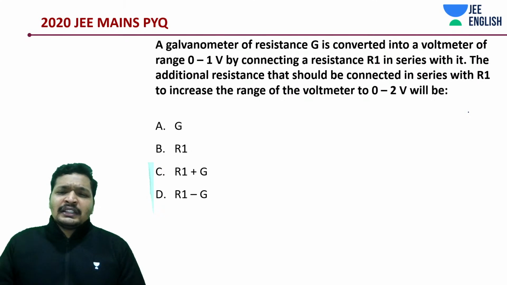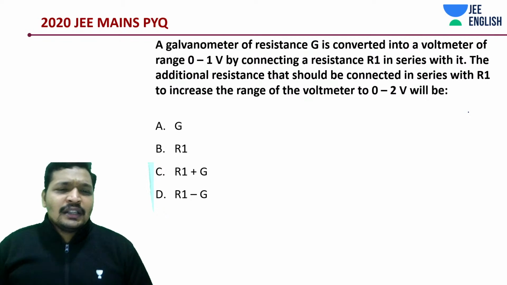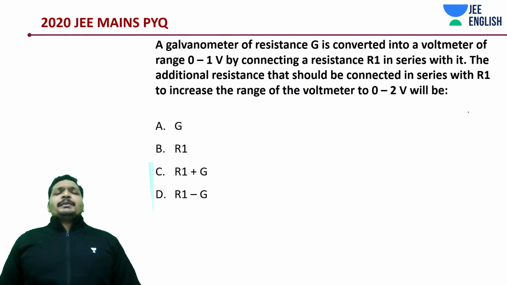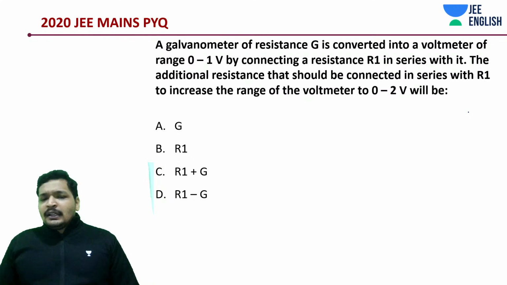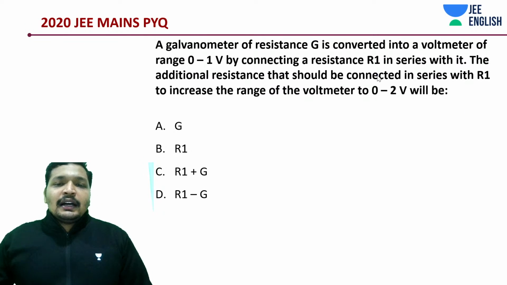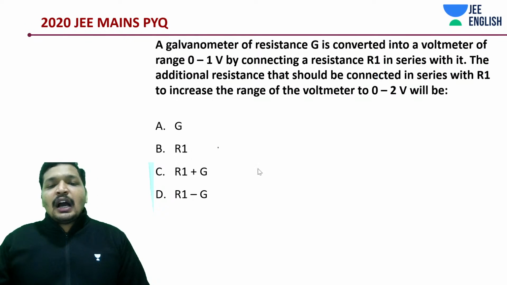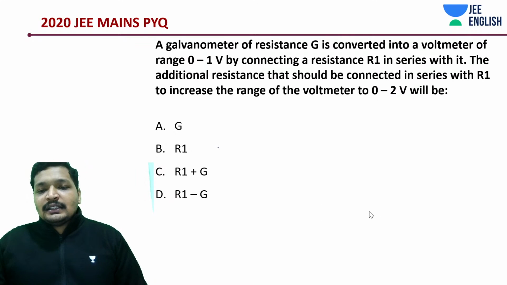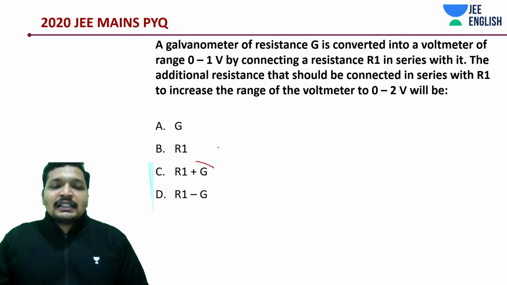I told you, electrical instrumentation is one of the most important topics. You'll typically notice questions like this. It's a simple one. R1 should also be the correct answer as such, but R1 plus G is given to you. R1 plus G is the more correct answer. It's like a serious question.